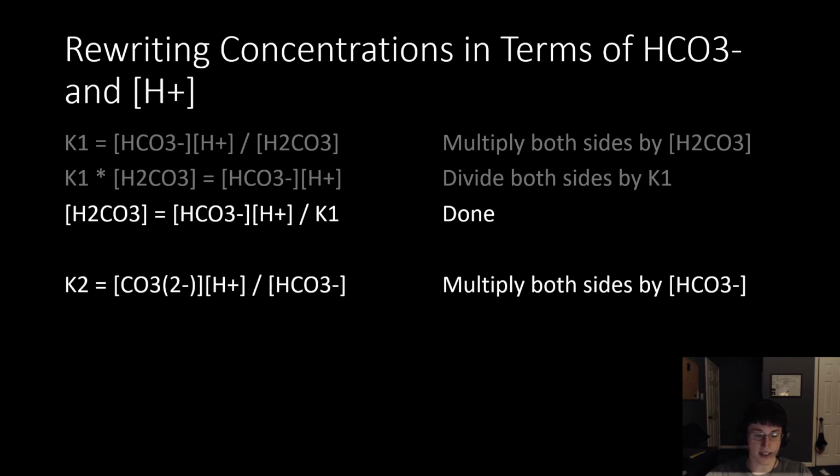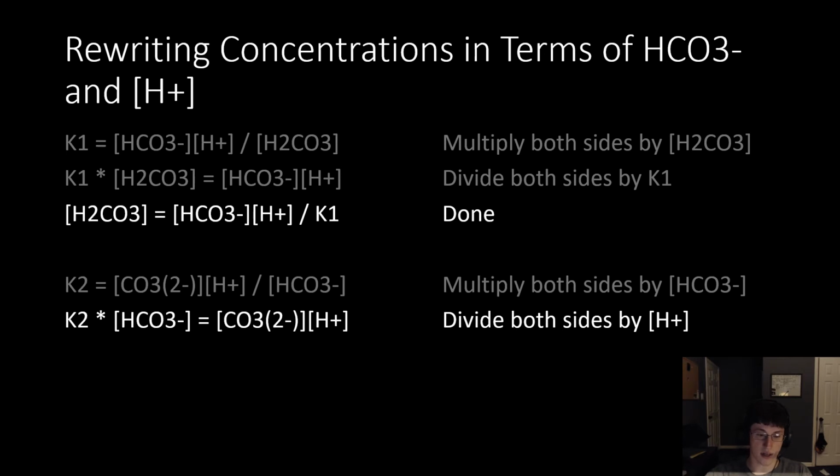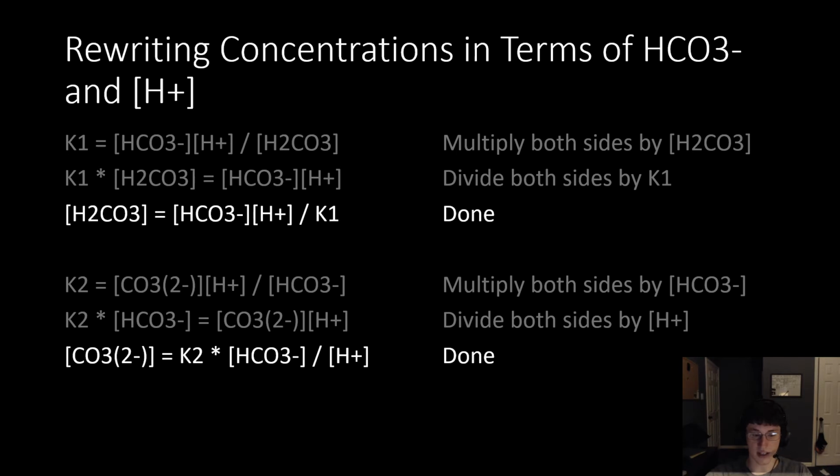And we'll do the exact same process for the second dissociation. So we have K2 equals CO3 2 minus times H plus divided by the bicarbonate ion concentration. So we can multiply both sides by the bicarbonate ion concentration, which will yield that equation. And then we'll divide both sides by the hydronium concentration, and we are done, since we have isolated the carbonate ion concentration, and it is rewritten in terms of only the hydronium concentration and the bicarbonate ion concentration, which is what we want. And so now what will we do?